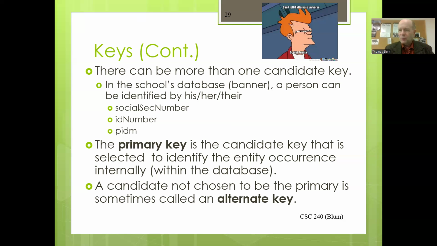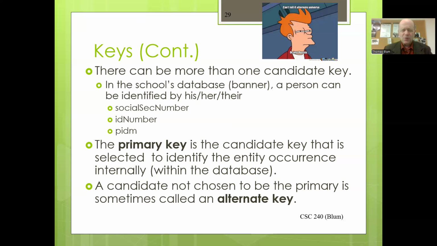And so these are all candidate keys. Then you pick the one for whatever your reasons are, and that is the primary key. And the ones that you didn't use would be known as alternate keys.